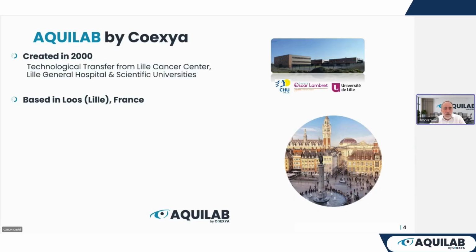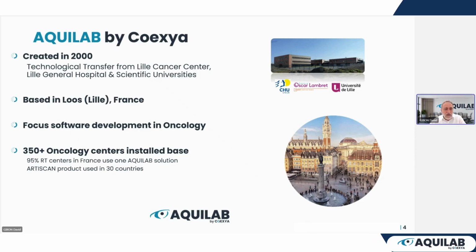A few words from Aquilab by Coexia. Aquilab by Coexia has been created more than 20 years ago from a technological transfer from a cancer center and university in Lille. We are still based in Lille in the north of France. We are only focused on software development in oncology, and we currently have more than 350 oncology centers installed base, with a large number of centers in France, and our ARTISCAN product is used in more than 30 countries.